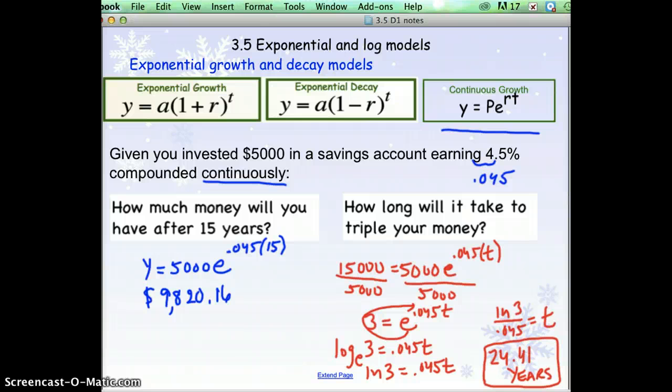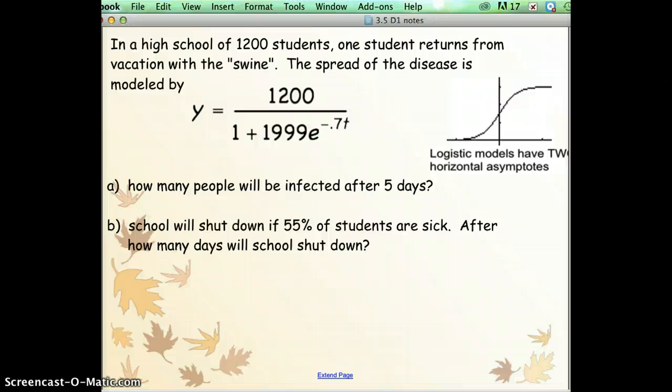Okay, next problem. Now this is an equation that you haven't seen before. This is a logistic model. Logistic models look like this. They have a horizontal asymptote down there and a horizontal asymptote up here. They've got two horizontal asymptotes. This is when something grows kind of slowly, then picks up some speed, and then levels off. So here's our example using this logistic model.